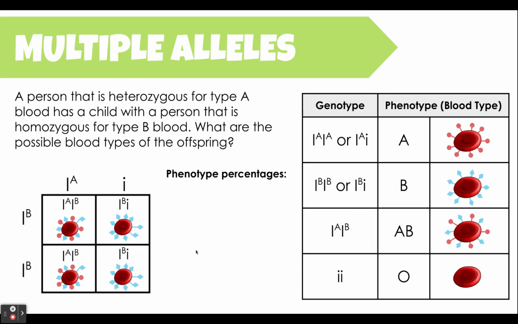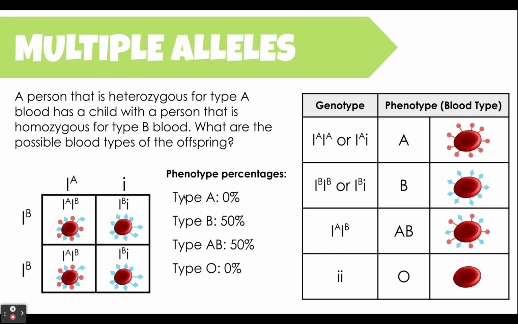Same thing down here. So in terms of our percentages, there is no type A blood. The phenotype would be what type of blood cell we have. There's no type A blood here. There is a 50% chance their offspring would have type B blood, a 50% chance of having AB blood, and a 0% chance of having type O blood. So blood typing is typically a multiple allele problem. Another one that's pretty common is looking at fur coat color in animals, but most likely you'd see this type of problem as a blood type problem.